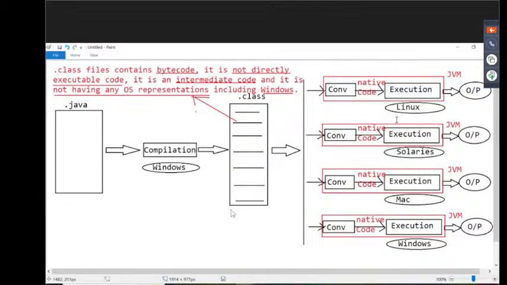Yes, sir. Are you getting it or not? What are the two responsibilities of the JVM? Now tell me. Conversion and what next one here? Execution. They are the two responsibilities of the JVM in Java. Got it or not? All right, sir.